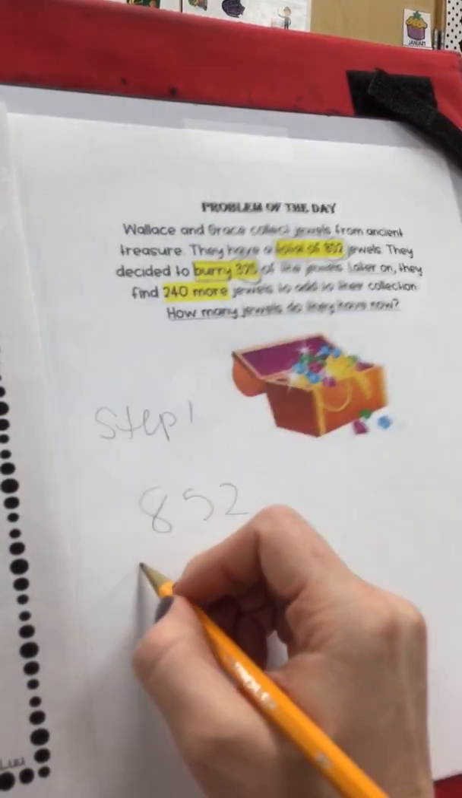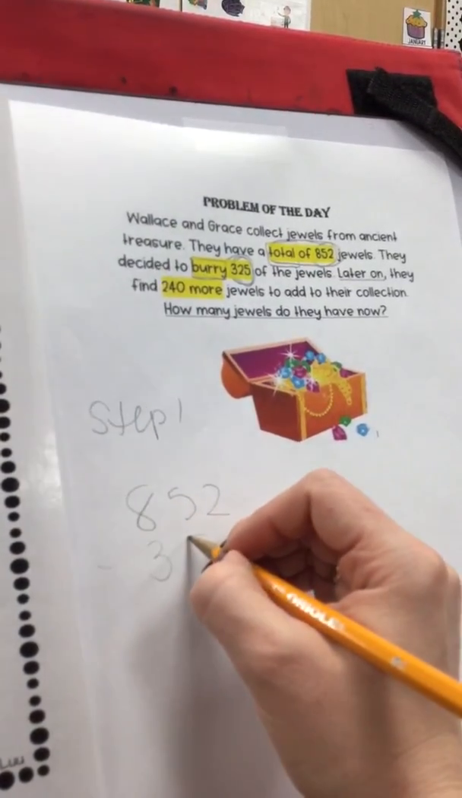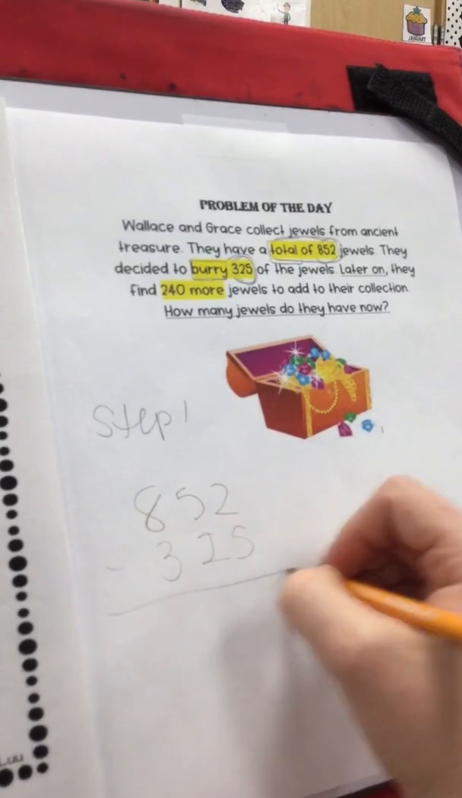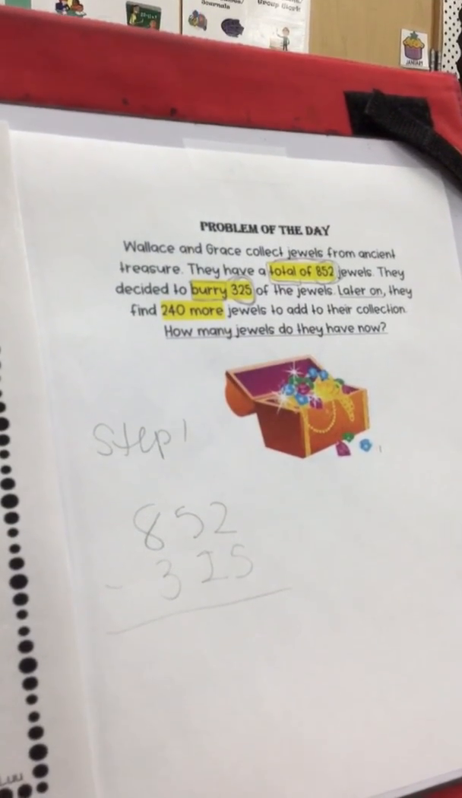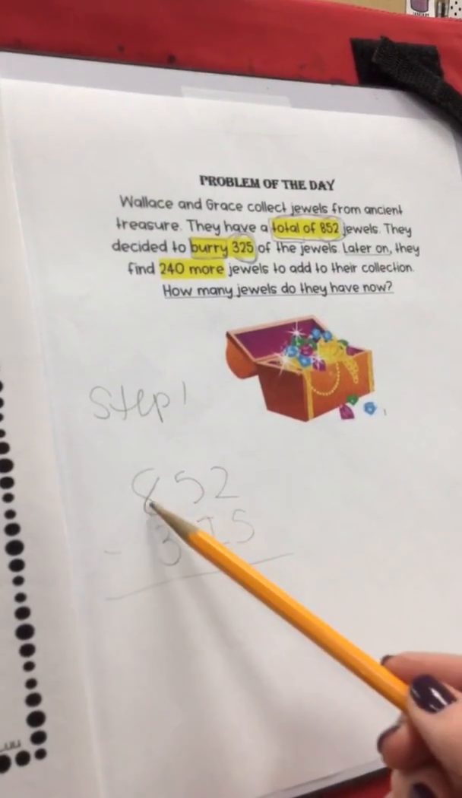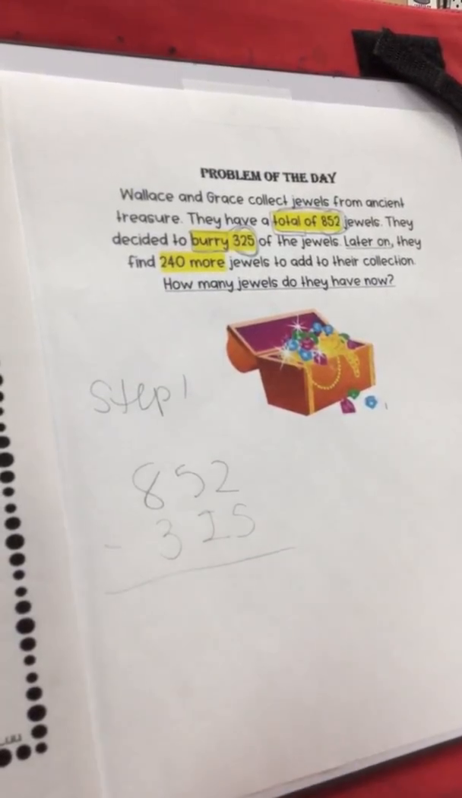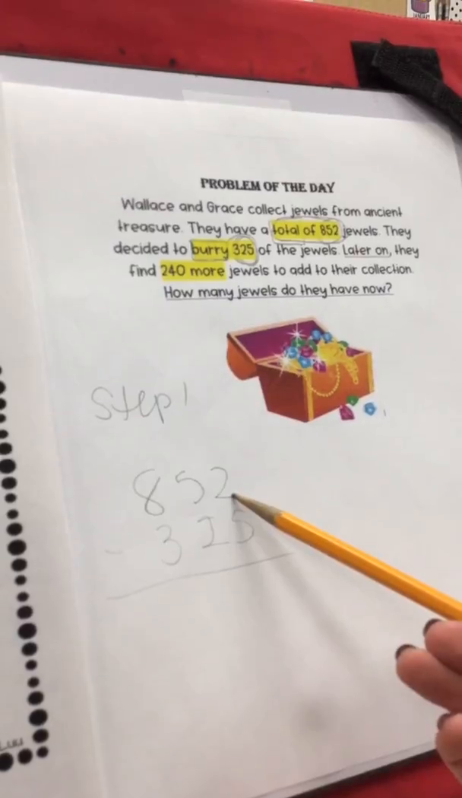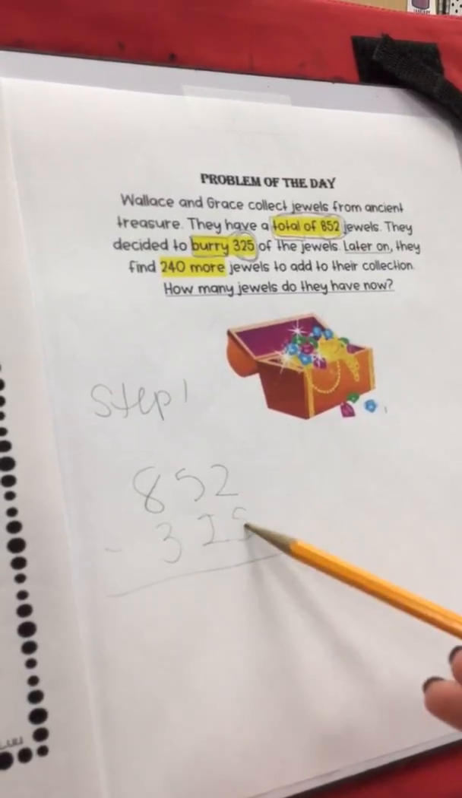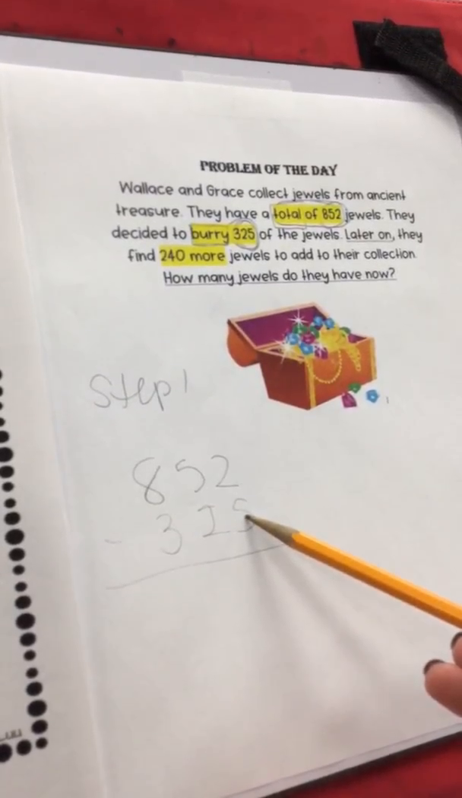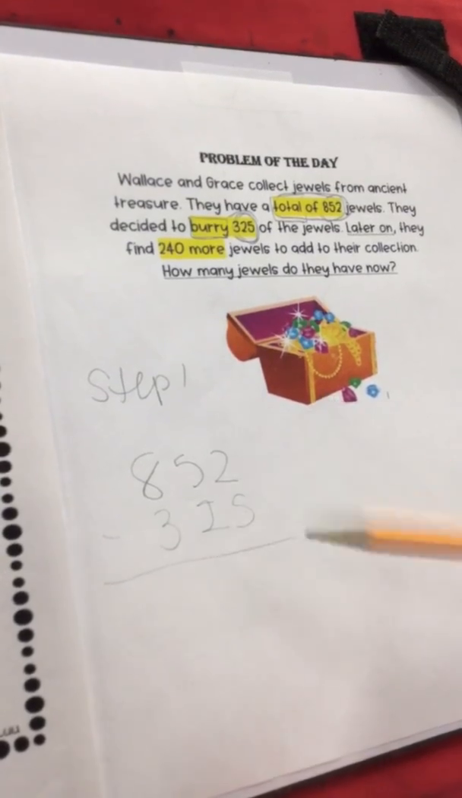852 minus 325. Sorry, I'm trying to hold and do this. So there's the problem written correctly. We teach our students that these top numbers are the boss numbers. They're the numbers in charge. This 2 right here is not big enough to take away 5. Therefore, we have to go to the tens place to borrow.